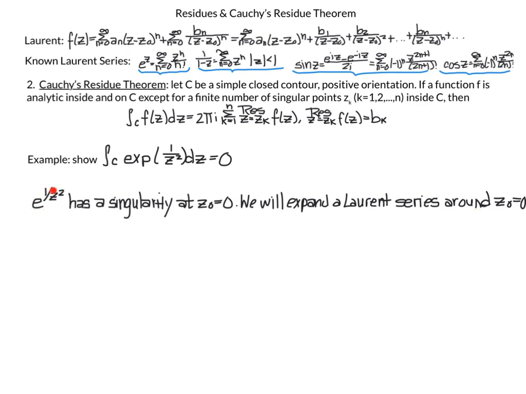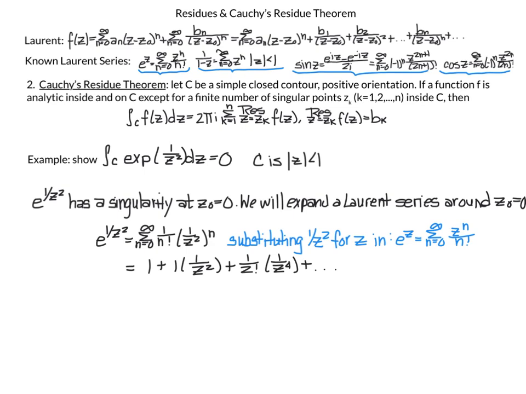Comparing this 1 over z squared to our known Laurent series, it looks like the e to the z. So substituting 1 over z squared for z into this formula here, we're going to have the summation n equals 0 to infinity. We keep our 1 over n factorial, and then instead of z to the n, we're going to have 1 over z squared to the n. And again, I notated that we're substituting 1 over z squared for z in our summation formula. Expanding this further then, just plugging in, for n equals 0, here we get 1, here we also get 1.